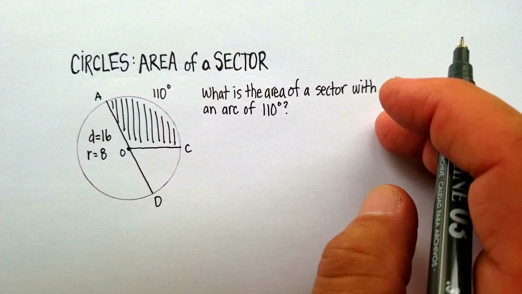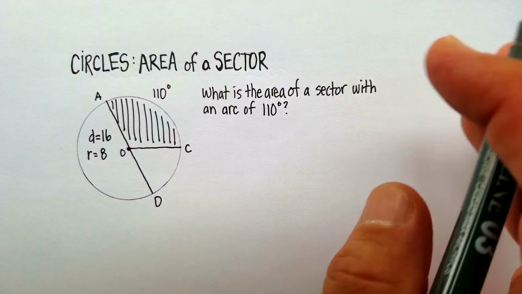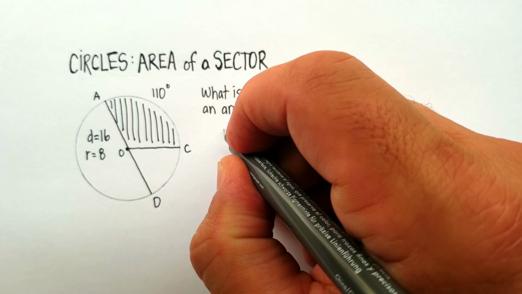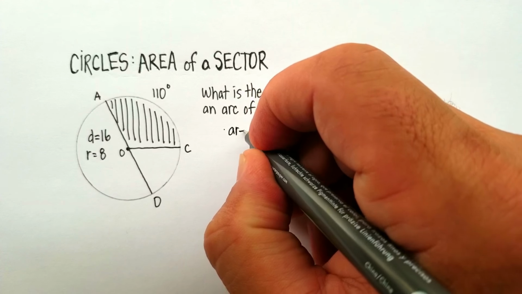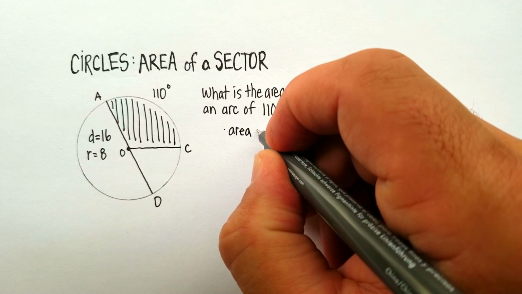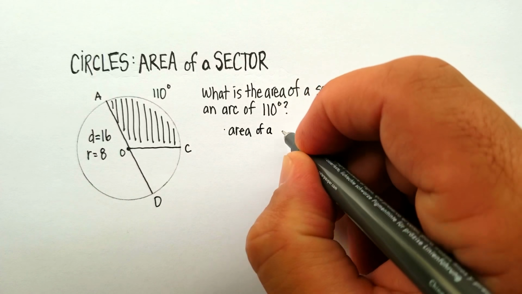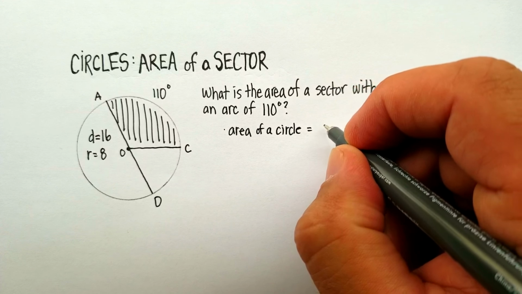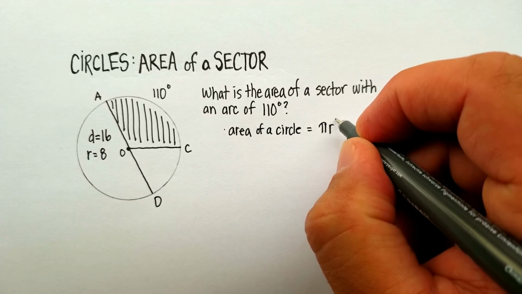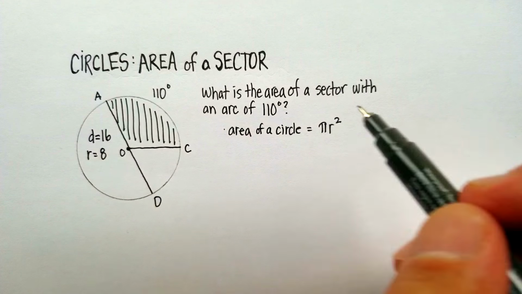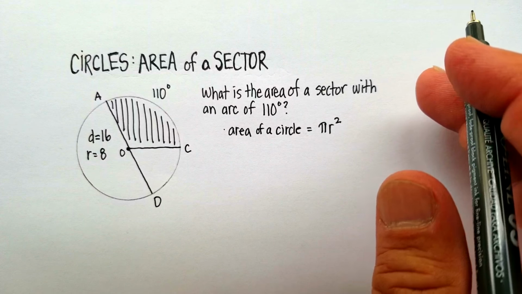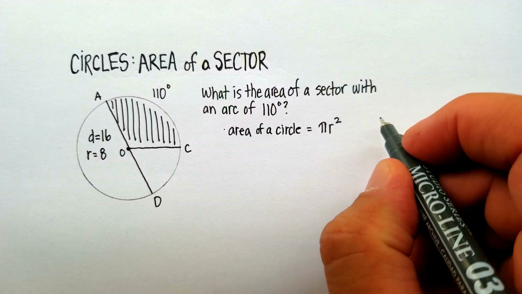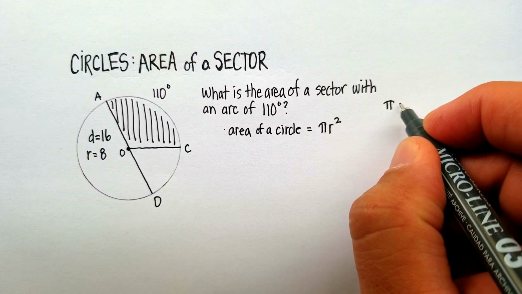So let's talk about how you find the area of a circle and therefore the area of a sector. Now we know that the area of a circle has a formula. Let me just write this down real quick. Area of a circle is equal to pi r squared, right? And we know that the r in this case was 8, and we know that pi is just 3.1415, et cetera, but it's also equal to 22 over 7.